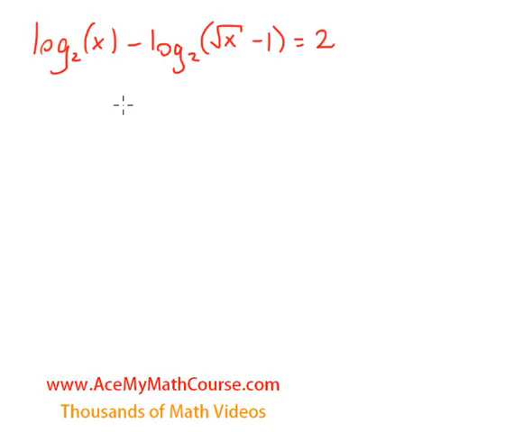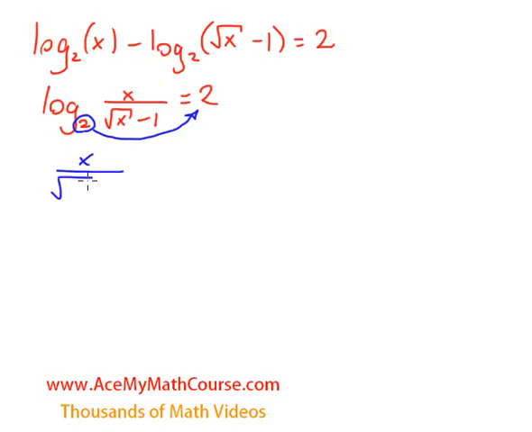Okay, so let's get started with this question. First step, of course, we just combine the logs, so we get x over root x minus 1 equals 2. Second step, what we're going to do is that we kick the 2 over to that side, so we end up with x over the root x minus 1 equals 2 squared, which is 4.